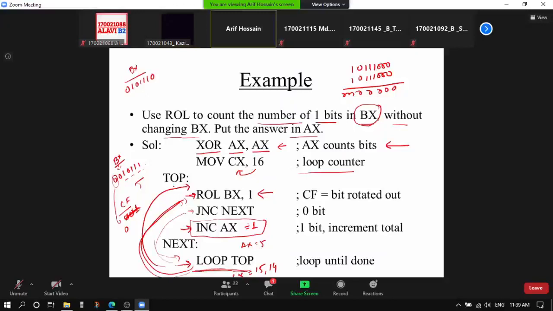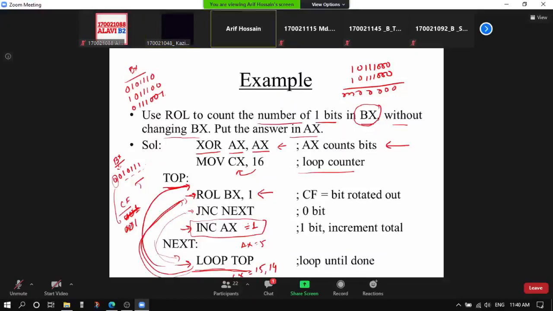So again it will come over here. In the next instance, this is your MSB. So carry flag will again contain 0, and your BX will contain 1, 0, 1, 1, 1, 0, 0, right? Yes, sir. So again the carry is 0, so it will come over here in your loop and it will go over there. Now in the third case, your MSB is 1. So what will be the value of carry? Sir, 1, sir. It will be 1, and your BX will be 0, 1, 1, 1, 0, 0, 1, right? Yes, sir. This will be your BX.